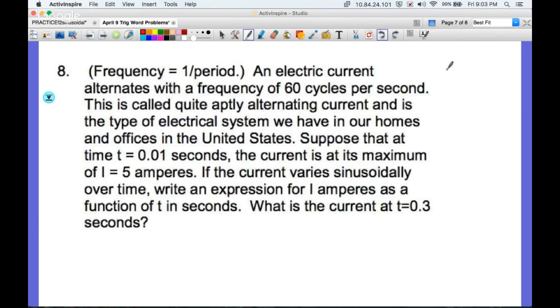The electric current alternates at a frequency of 60 cycles per second, and they're very nice to give us this formula here. Frequency equals 1 over the period. Frequency tells you the amount of something over a given amount of time, like 60 cycles per second. Beats per minute is another example of a frequency. So we can find the period. 60 is equal to 1 over the period. We just rearrange this to get that our period is 1 over 60.